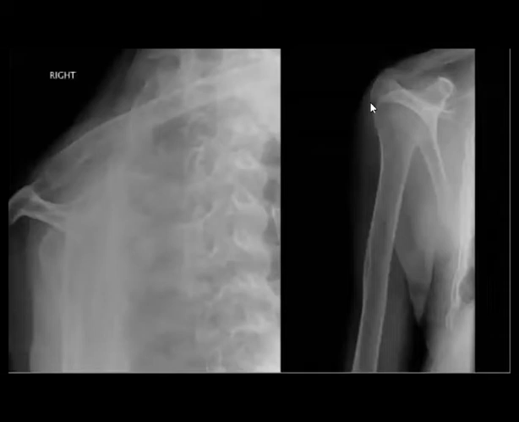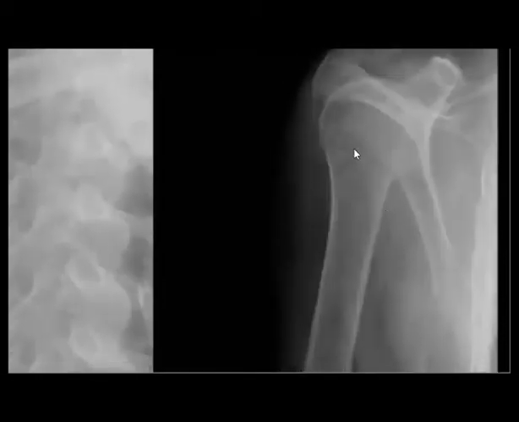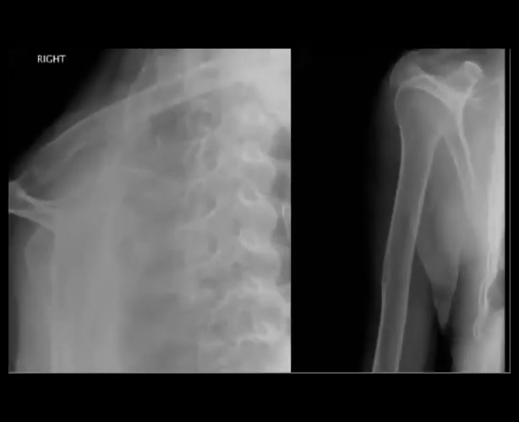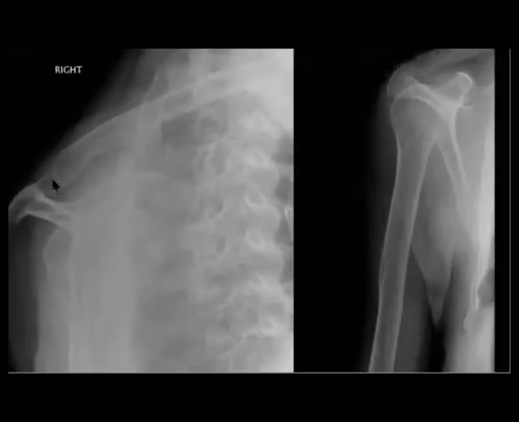So what do you think about this? Yeah, the fracture in the proximal humerus. Yes, perfect. Here, very subtle. But in the other view, that's why you should check both views until you reach the differential, the diagnosis.